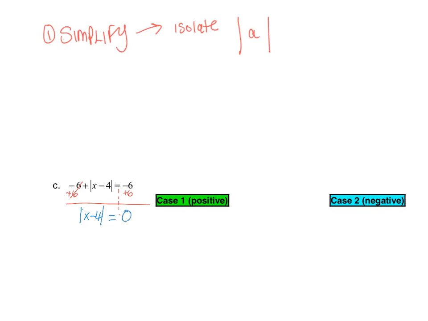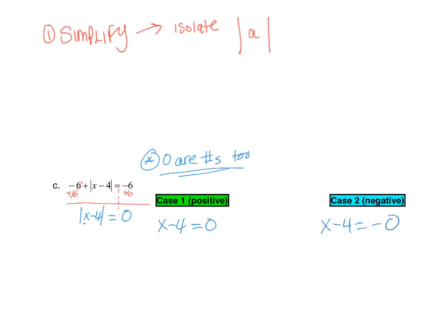Now, don't immediately think that because it's equal to 0, there's no solution. Remember, you can have a number equal to 0. Zeros are numbers too. So zeros can be solutions. Step 1, set it up equal to the positive. So you take x minus 4, you set it equal to 0. And to the negative. Well, the negative of 0 is just 0. So if you were to write this, that would make no sense. So really, these two mean the same thing, so you don't have a second case.